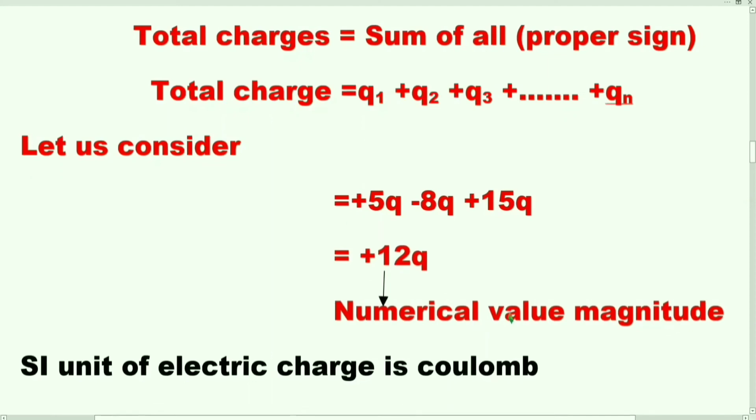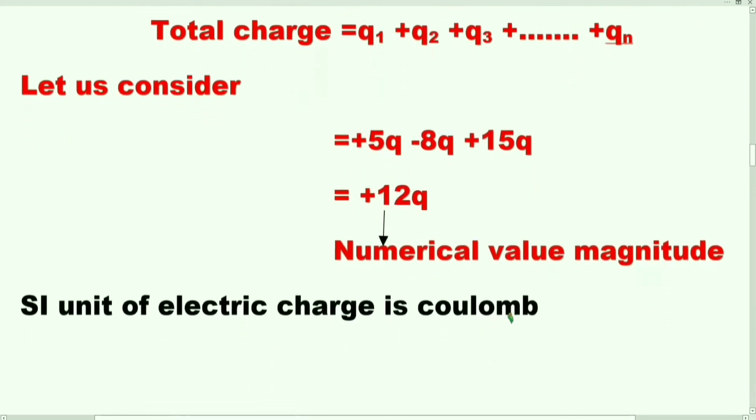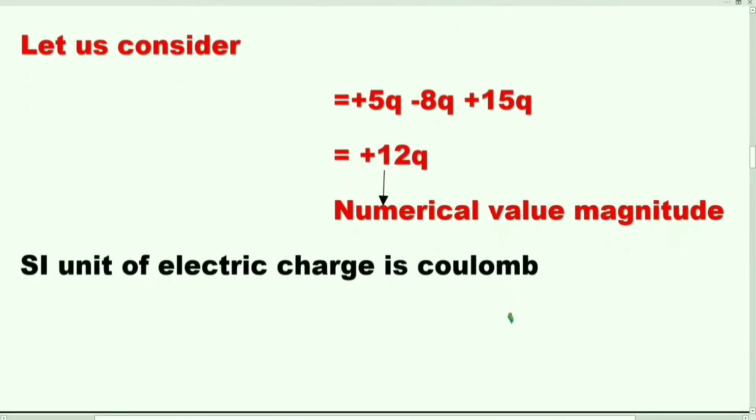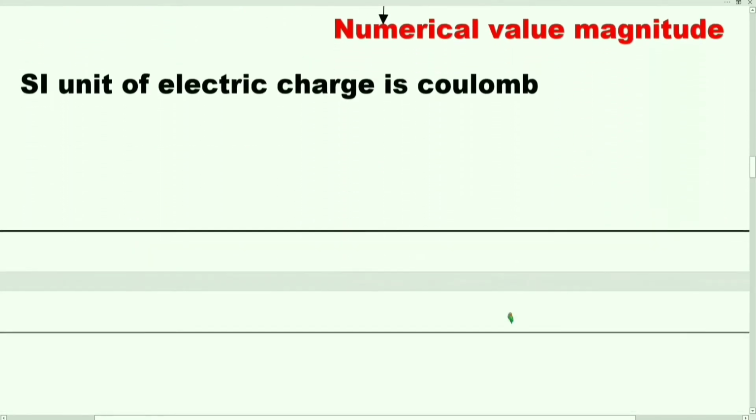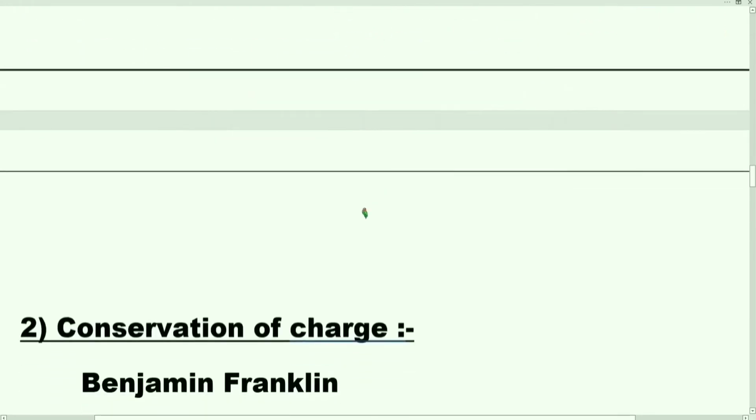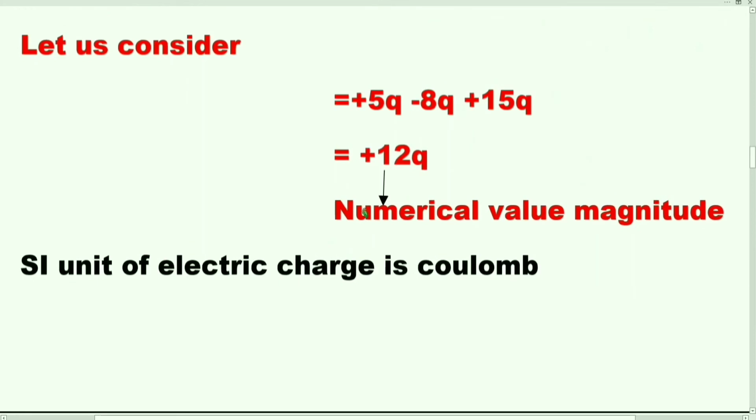Students, in the 19th and 20th century, many experiments were performed to understand the nature of electric charges. The SI unit of charge is coulomb. I hope you all are clear on the first property, and now let's move to the second property.